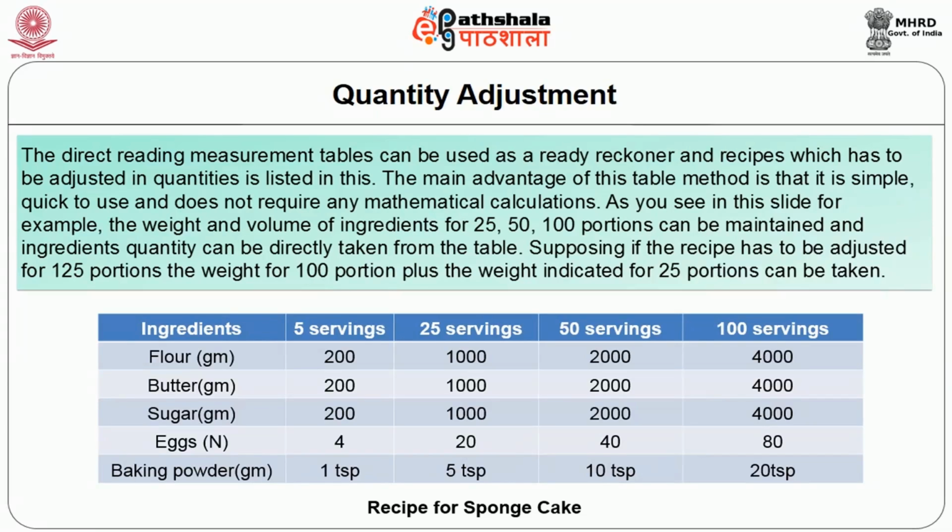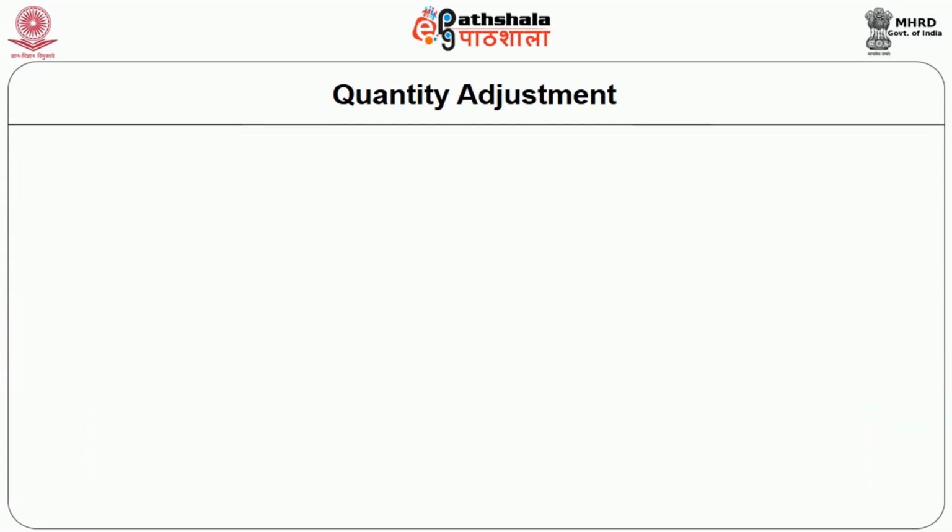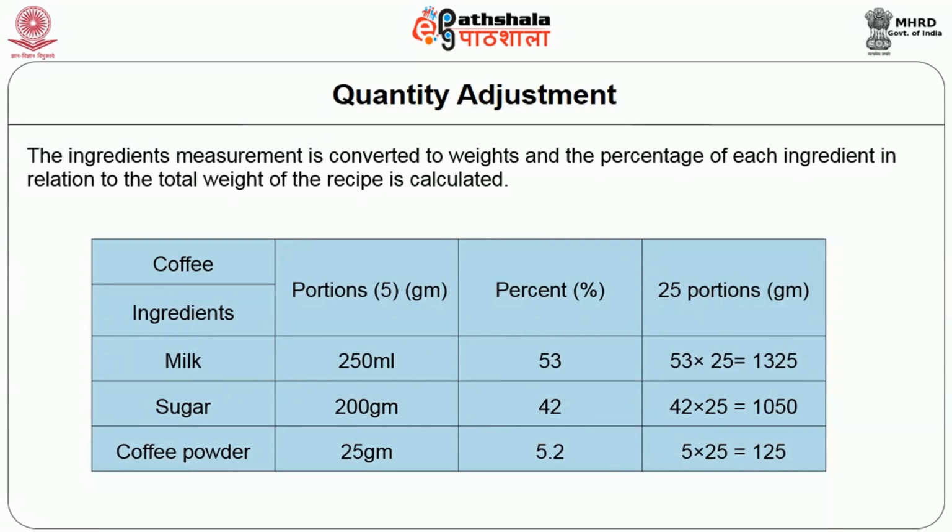Supposing the recipe has to be adjusted for 125 portions, the weight for 100 portions plus the weight indicated for 25 portions can be taken. The next method is the percentage method. In this method, the ingredient measurements are converted to weights and the percentage of each ingredient in relation to the total weight of the recipe is calculated.